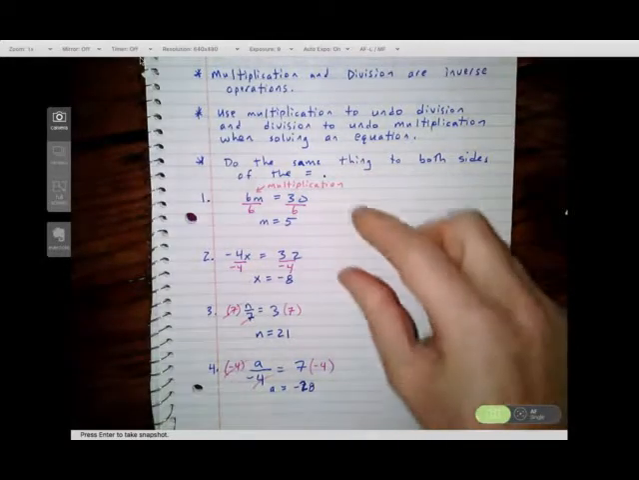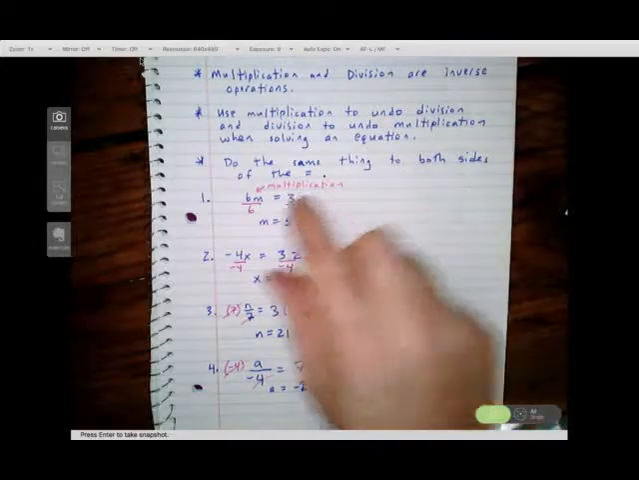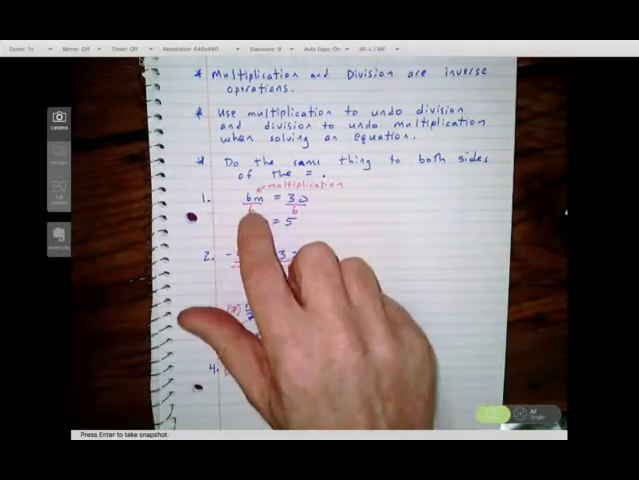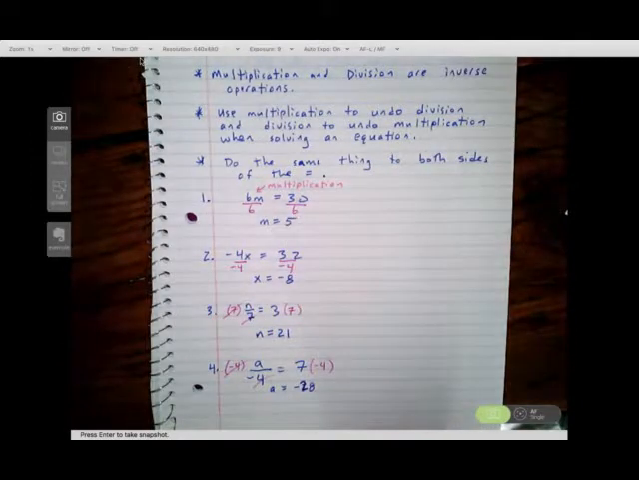Okay, so here's multiplication. You've got the number right in front of the variable like that. 6 times m is 30. So to undo that and to solve that, we divide both sides by 6.